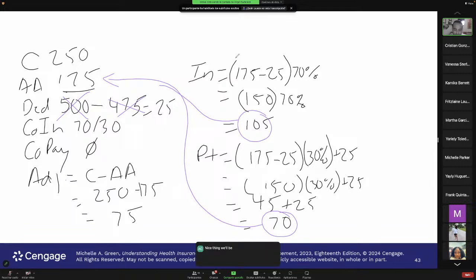Next thing will be to add co-payment. Okay. So now we're gonna have kind of the same thing, but just at the end, we need to remember to add the co-payment.